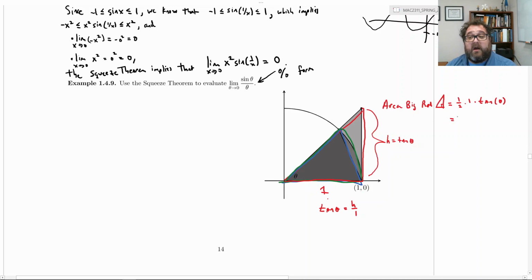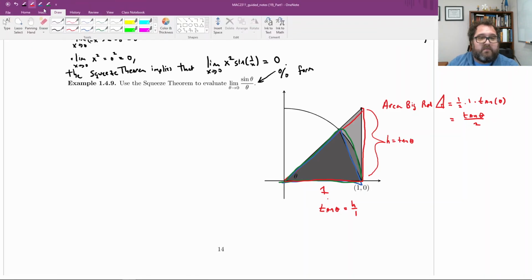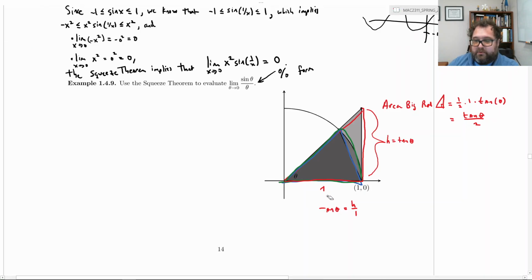And so the area of the big red triangle is 1/2 times 1 times tan theta, which is just tan theta over 2. Okay? So that's the area of the big red triangle. Now let's do the other triangle since we're on triangles. Let's do the smaller blue triangle.